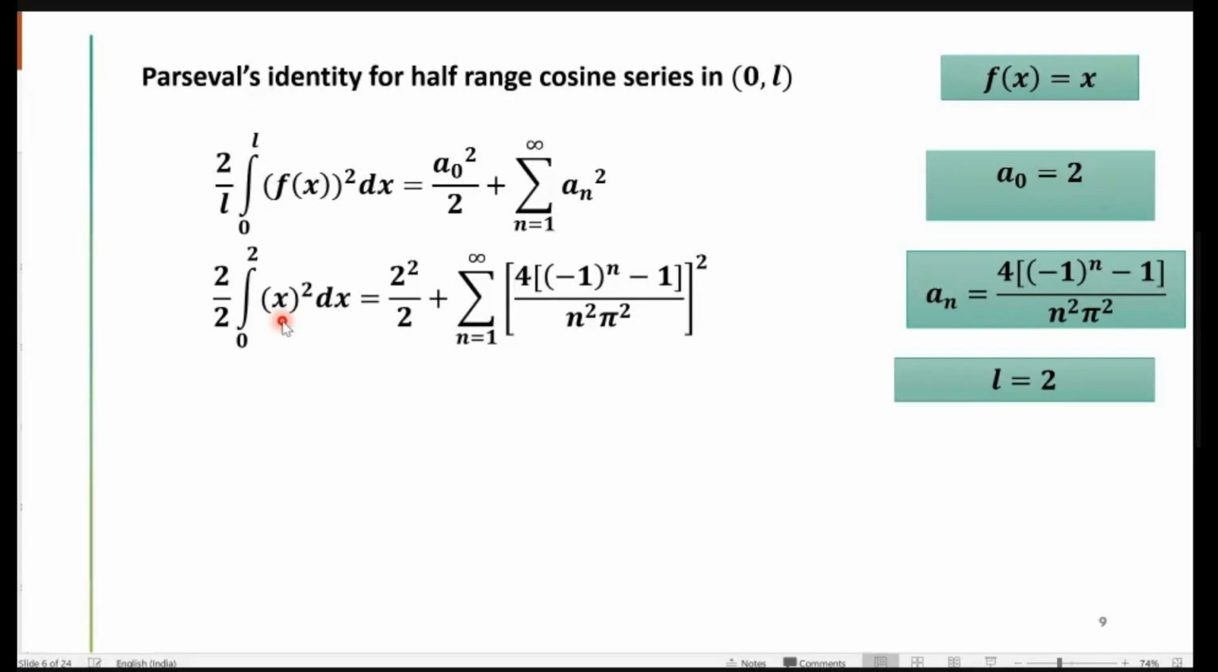We are having n pi etc. So simplify the left hand side and tell me what is the value of that integral. What is the value we get on the left hand side? क्या आएगा लेफ्ट हैंड साइड में?